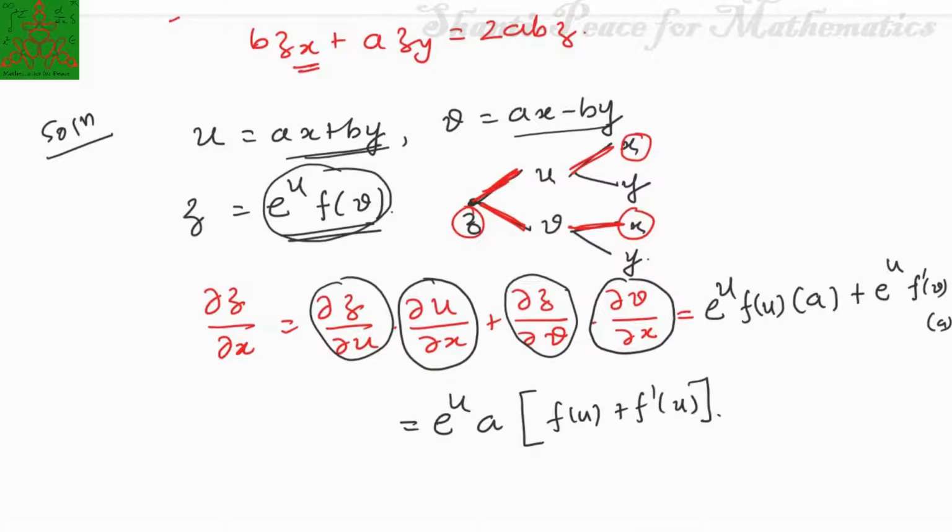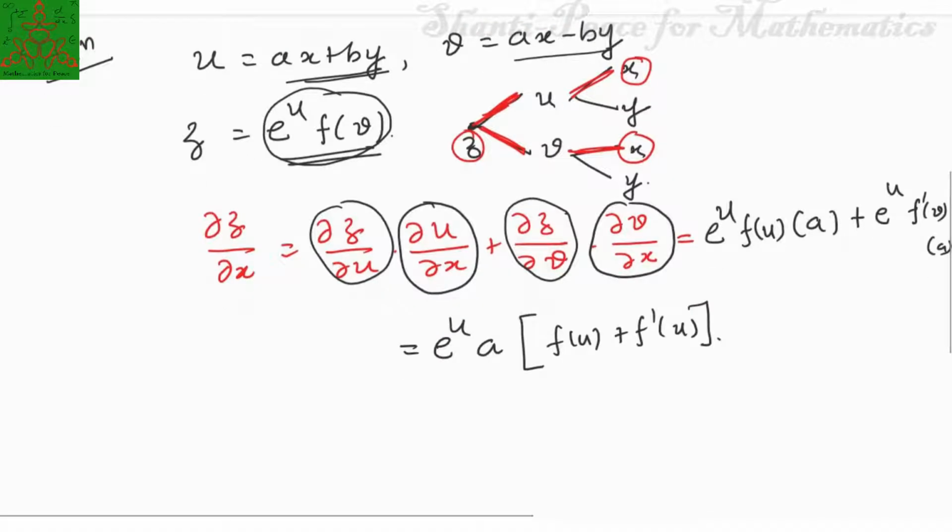Now in a similar manner you will have the another quantity, that is zy. So zy is the partial derivative of z with respect to y. So here also we have two paths, one via this one, another via this.